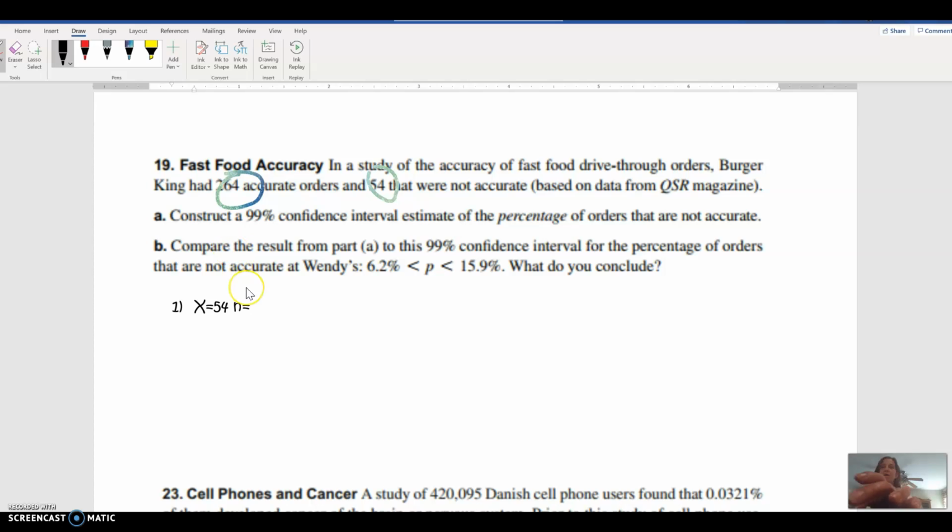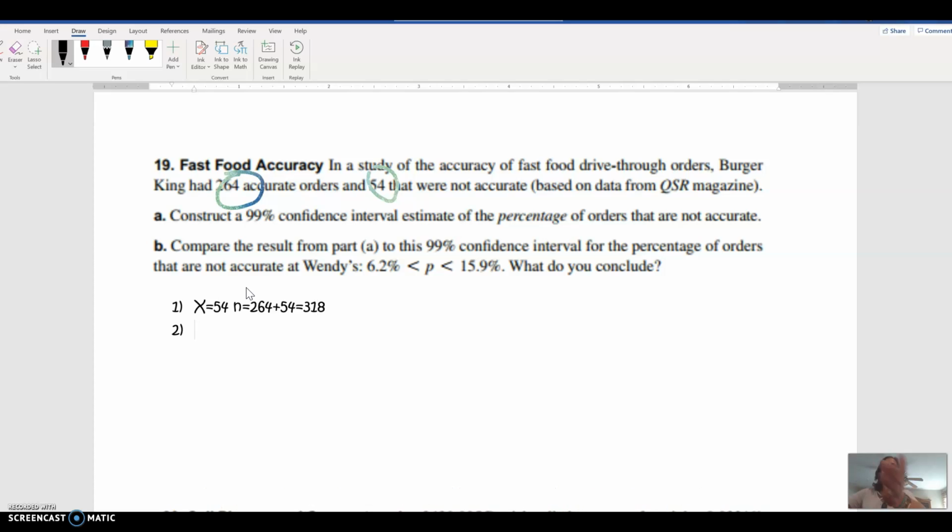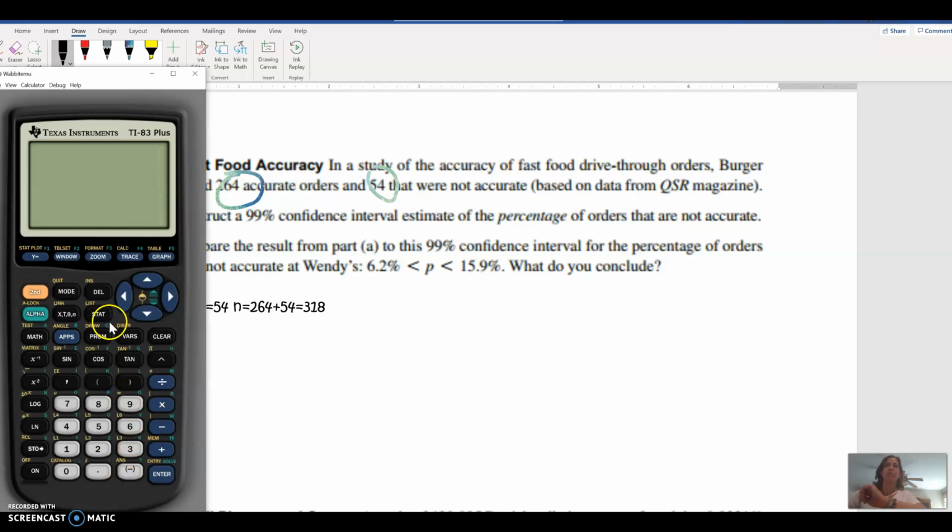So N is going to be the 264 accurate orders plus my 54 not accurate orders, which should, if I added correctly, give me 318 total orders. Now I'm going to put this in the interval again in my calculator, right? We can move a little bit faster this time because we've been doing it more. So I'm going to Stats. So I guess I have to turn it on first. Stats. And then I'm going to go to Tests. And then this is, again, one proportion. I'm not doing a test yet. I'm doing an interval. So here's my one proportion Z interval.